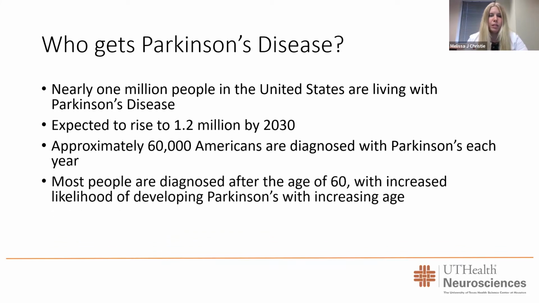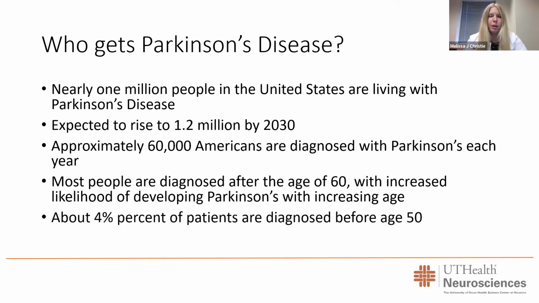Most people get Parkinson's after the age of 60. That's kind of our typical age range. And like I mentioned earlier, the older you get, the higher the chances that you develop something like Parkinson's. But there is a small percent, about 4% of patients, who are diagnosed before the age of 50.